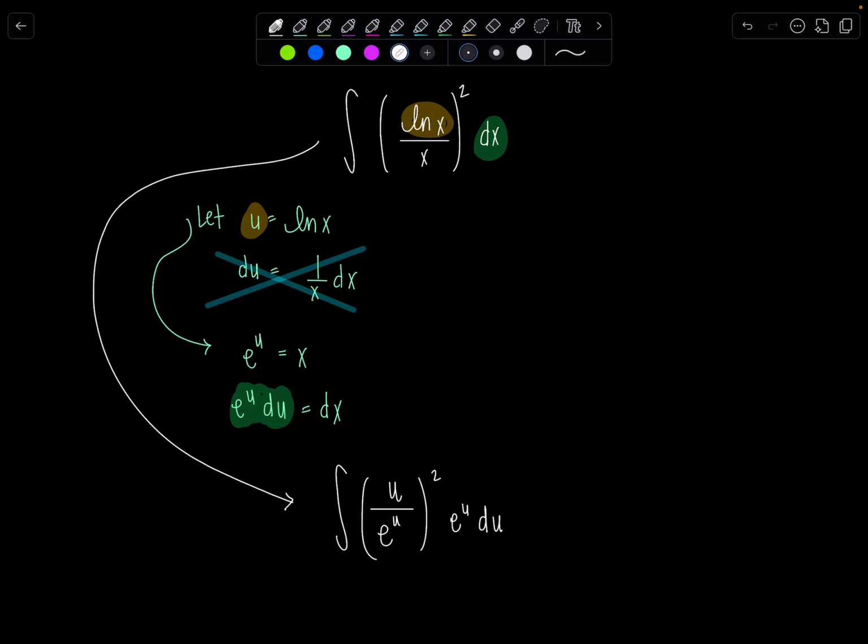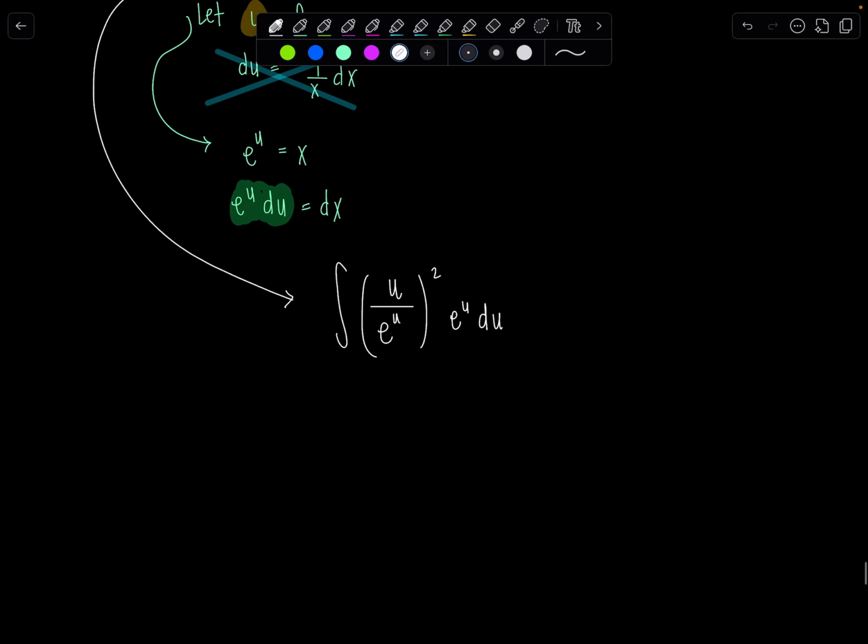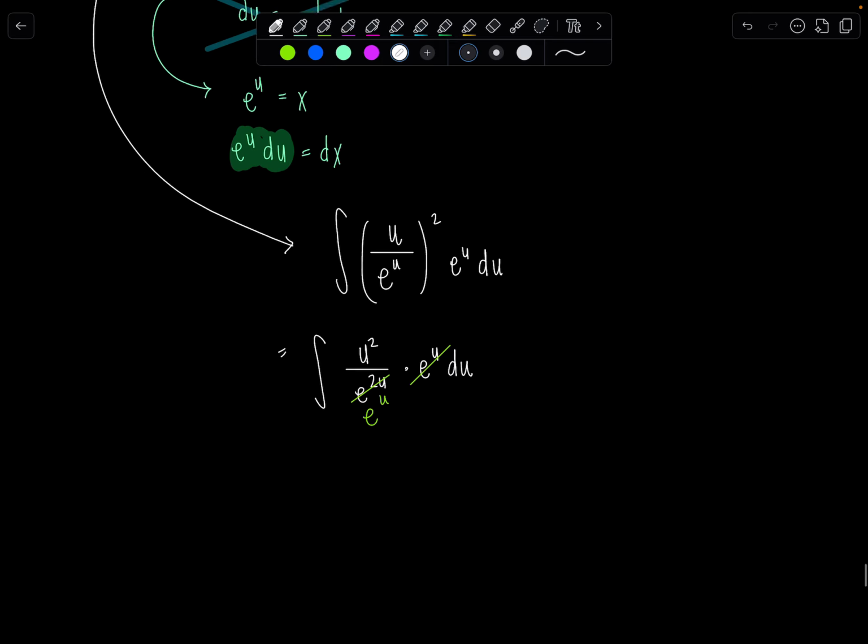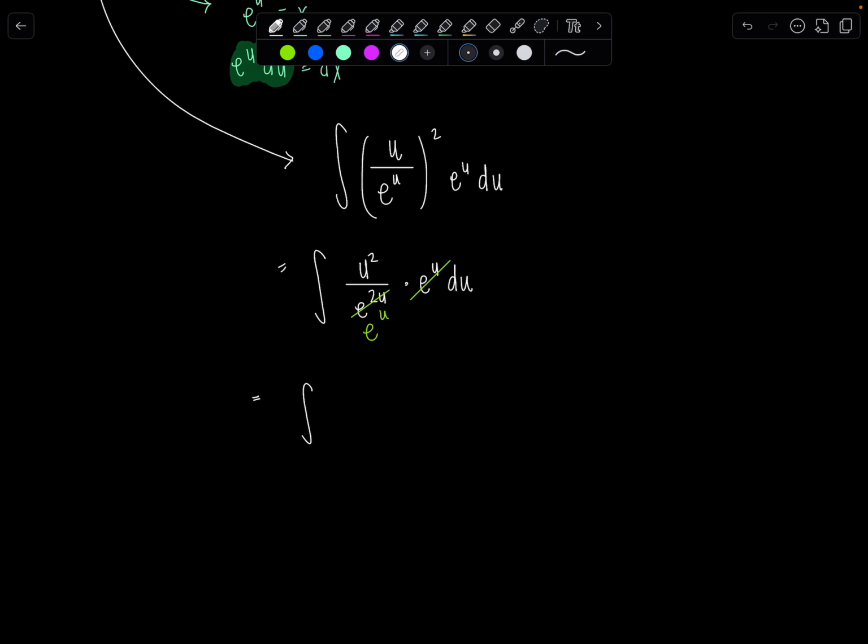Okay, now let's clean this up and then focus on how to solve from here. So this is going to be u squared over e to the u squared, which is e to the 2u. Then I have another e to the u du here. This will cancel with one of the e to the u's here. And then I can rewrite it as e to the negative u. So we have u squared e to the negative u, and then this is just a classic by parts problem from here on out.